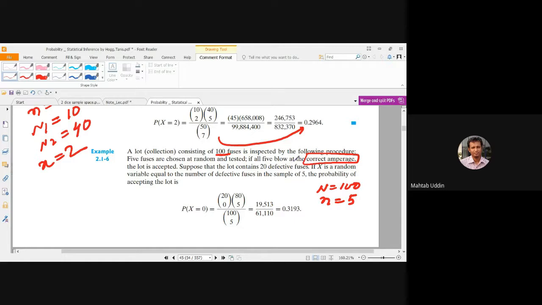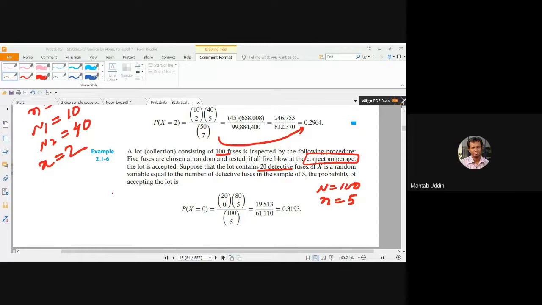We want correct amperes, but do we know yet what our x is? No, sir. So we have to read. Suppose that it contains 20 defective bulbs. 20 defective, so 80 correct amperes, right? 20 defective, so what correct amperes? 80.